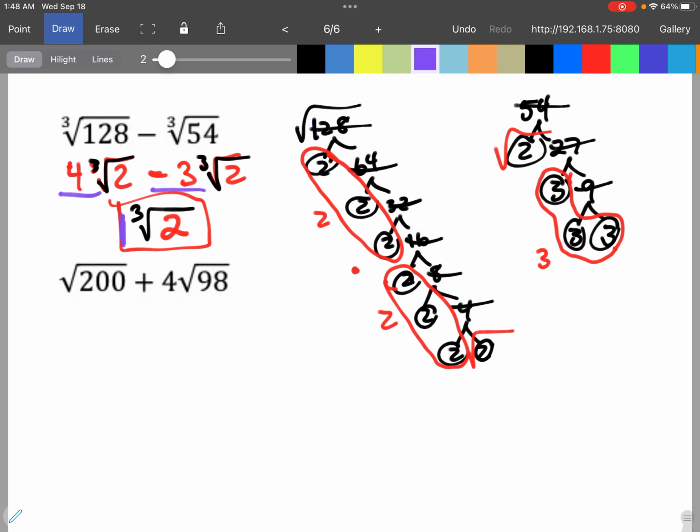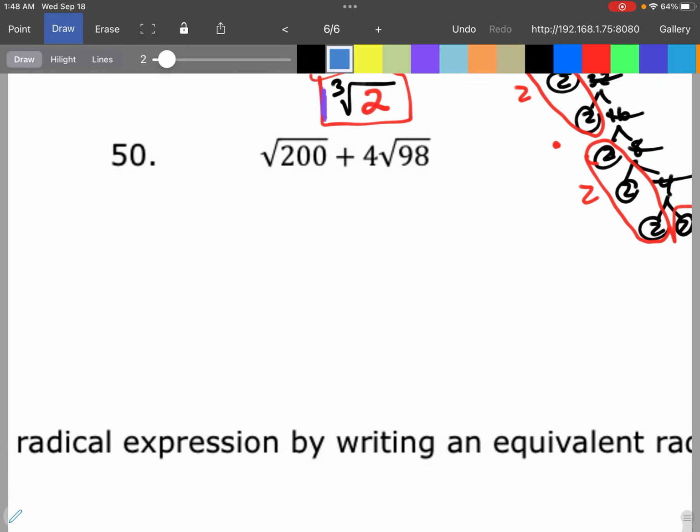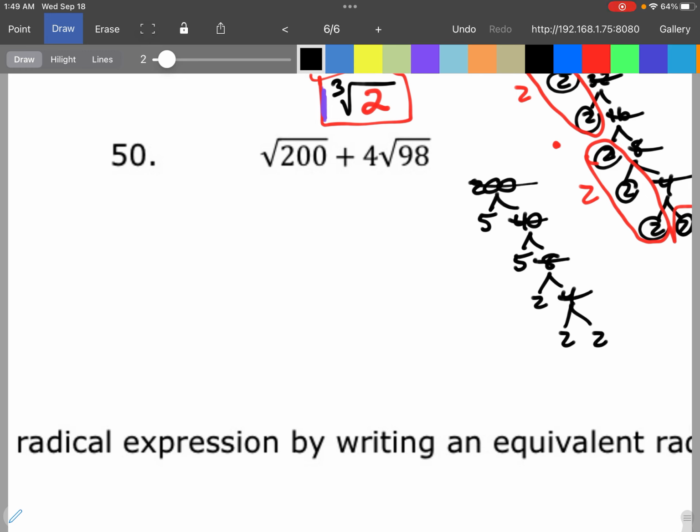Remember to follow your marriage rules with these problems. Make sure you're following your marriage rules. Anyways, let's go ahead and knock this guy out here. We got square roots. So I got to do some chopping with this 200. Shouldn't take too long. I'm going to use a 5. So it's a 5 and a 40. 5 and an 8. 2 and a 4. 2 and a 2. Feel free to pause the video to catch up at any time.